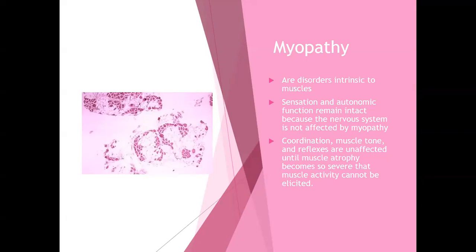Myopathies are disorders that are intrinsic to muscles. So you get sensation and autonomic function remaining intact because the nervous system isn't affected. It's just the muscle. Coordination, muscle tone, and reflexes are unaffected until muscle atrophy becomes so severe that you can't elicit muscle activity. So even though it is not a nervous system disorder, it's usually included with that because you end up getting problems with muscle activity, if you want to think of it that way.